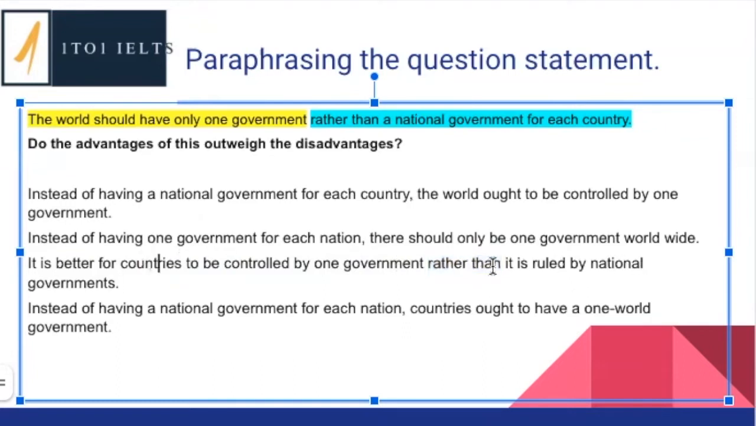So how do we make the second part passive? It's better for countries to be governed by one government rather than ruled. Okay, so then being ruled by national governments. Okay.